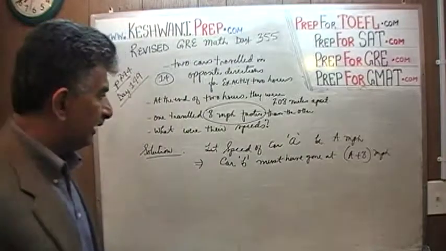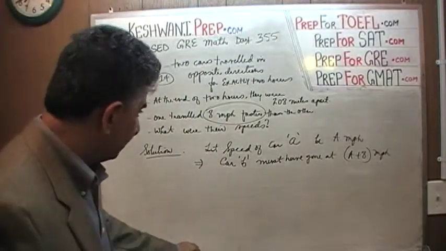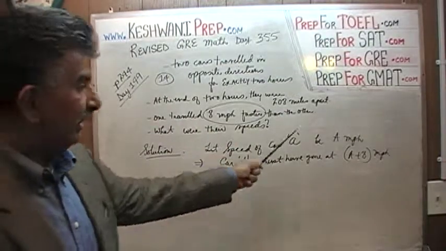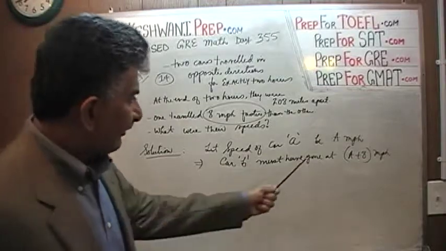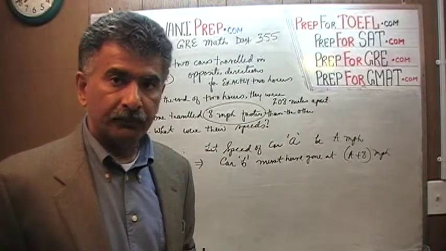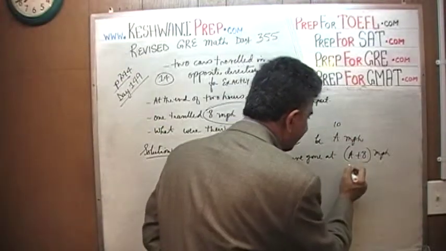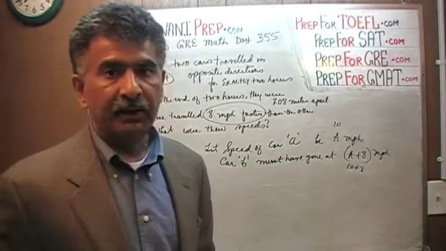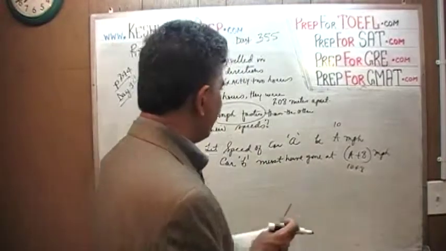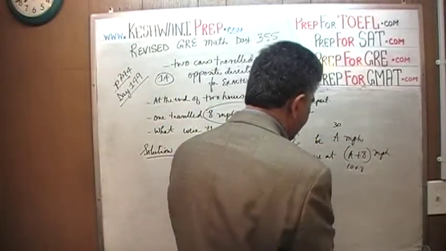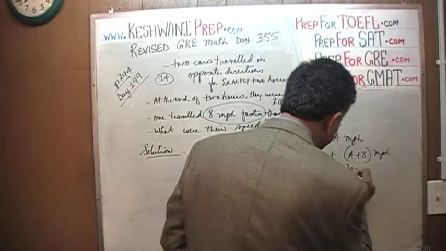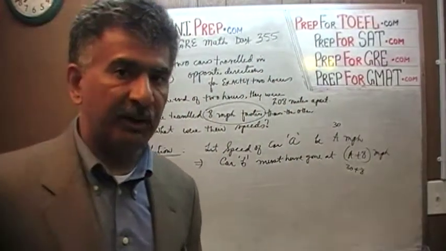The average speed of car b must have been A plus 8 miles per hour, because we are told that it is going 8 miles faster than the other. Now tell me, if this car is going 10 miles an hour and this car is going 18 miles an hour, how far apart are they getting each hour? At every hour they're getting 28 miles apart. On the other hand, if this guy is going 30 miles an hour, in which case this guy will go 38 miles an hour, at the end of each hour they are 68 miles apart.